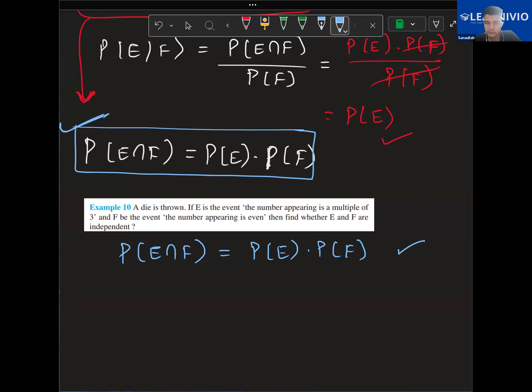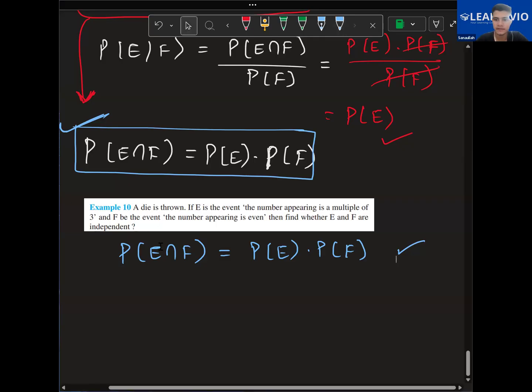Yes, sir. कितना आ रहा? 1/6. So are they independent events? Yes, sir. They are independent. ठीक है. Okay.